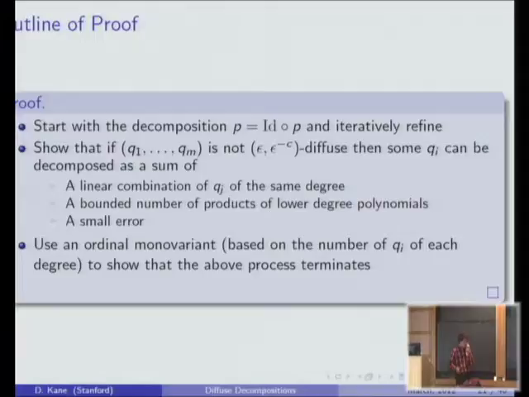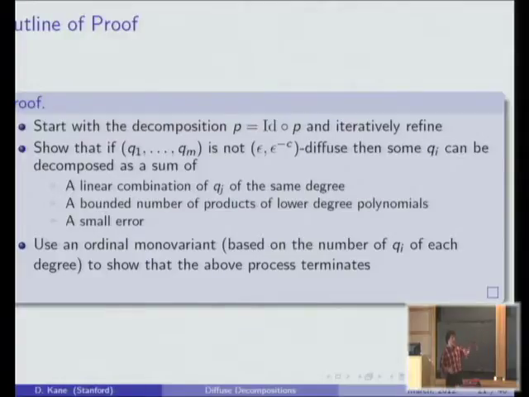The assumption in step 2 is not that it doesn't have anti-concentration. It's that it doesn't have this decomposition. It's not diffuse. So we have a set of polynomials that's not diffuse. What that means is that there is some point.